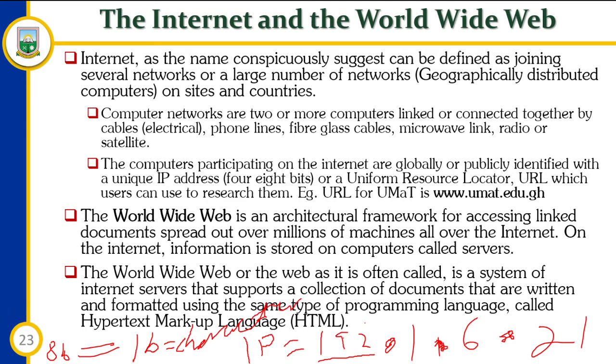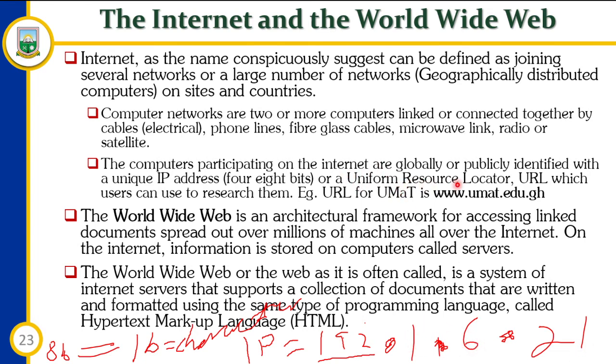And from what is being said here, the World Wide Web. So the computers participating on the internet are globally or publicly identified with a unique IP address. If this one is converted to binary, we get 8 digits. This one 8 digits, 8, 8. So we have 4 of them.